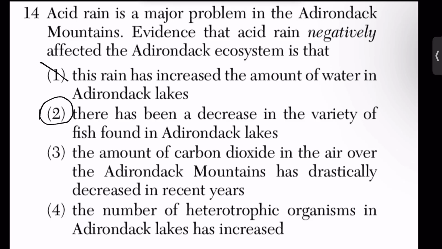We have number 3. The amount of carbon dioxide in the air over the Adirondack Mountains has drastically decreased in recent years. So this would not be our answer, because it's asking for a negative effect. Decreasing carbon dioxide in the air would be a positive effect, because it's getting too high right now from fossil fuels. And finally, number 4, the number of heterotrophic organisms in the Adirondack lakes has increased. This would also not represent a negative effect of acid rain. Just saying that there are more organisms that eat other organisms in the lakes does not prove a negative effect, and is also not a result of acid rain. So our best answer here would be number 2.